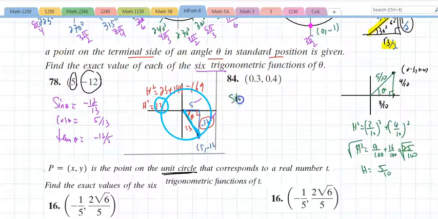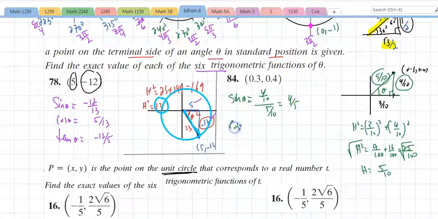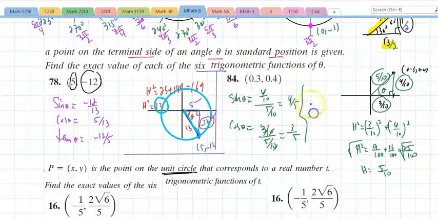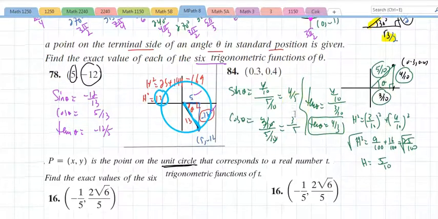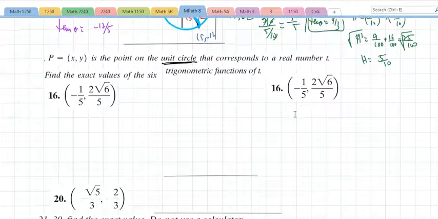And the sine of theta is the opposite over the hypotenuse. 4 over 10 divided by 5 over 10 is 4/5. The cosine of theta is the adjacent over the hypotenuse. 3 over 10 divided by 5 over 10 is actually 3/5. And tan of theta is the opposite over the adjacent. That turns out to be 4/3. So if it's not a unit circle, that's how you do it. You could do that even if it is a unit circle.